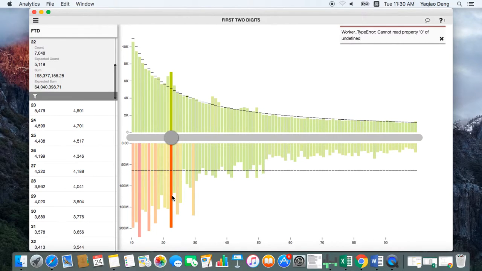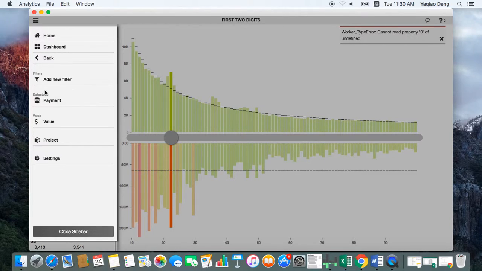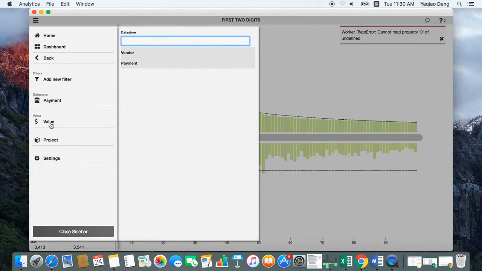Like this. The top graph represents the frequency, expected curve, and the actual values, and the bottom graph shows the summation. If both the frequency bar and the summation bar are red, then it is worth further investigation. If you open the sidebar, the following new options can be seen, which are relevant to the first two-digit analysis. Like you can choose the data store and also the value.